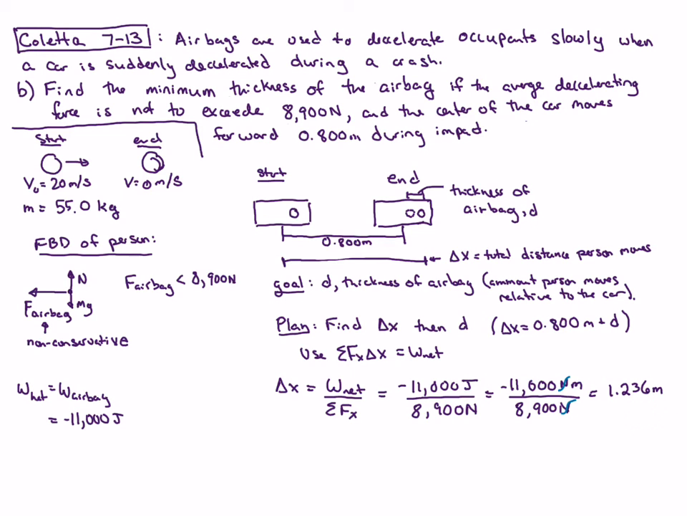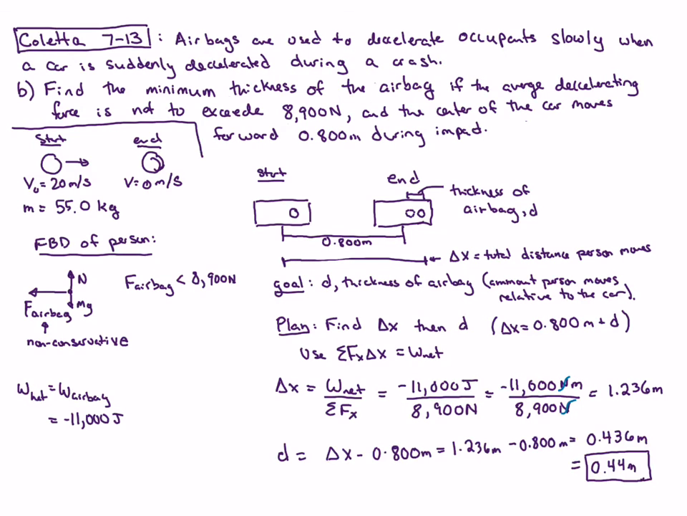All right, and up to here, if our goal had been delta X, the total distance that the person goes, this would have been a normal unstarred problem. But now we have this extra step where we had to draw this picture and realize that the thickness of the airbag is the extra little bit that the person goes after the car stops moving, the 0.0800 meters. So now we just need to solve for D, the thickness of the airbag, given that we know this total distance.